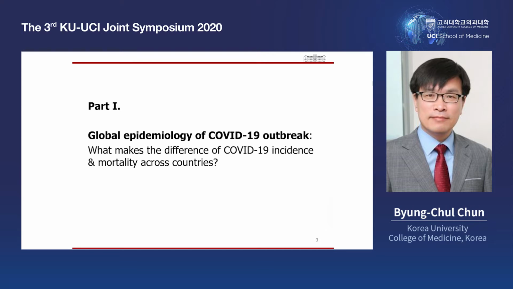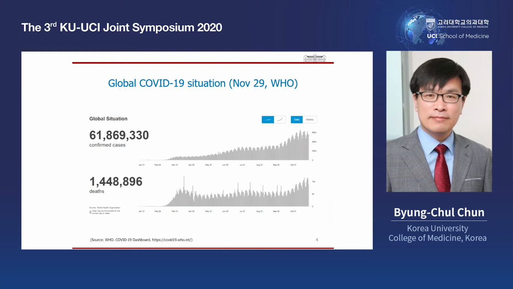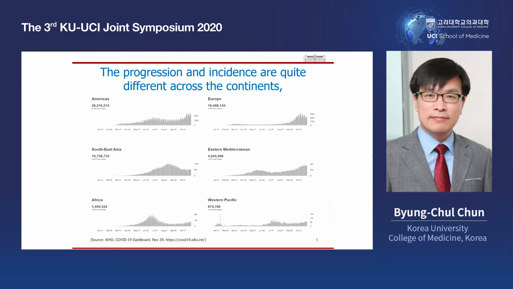In the part of global epidemiology, my primary concern is what makes the difference of incidence and mortality of COVID-19 across the countries. As all of us know, the COVID-19 epidemic is ongoing now. About 62 million cases and 1.4 million deaths have been reported to the World Health Organization as of November 29th. And we know the progression and incidence of COVID-19 are quite different across the continents. In this graph, we can see the difference of the scale for the number of cases at first.